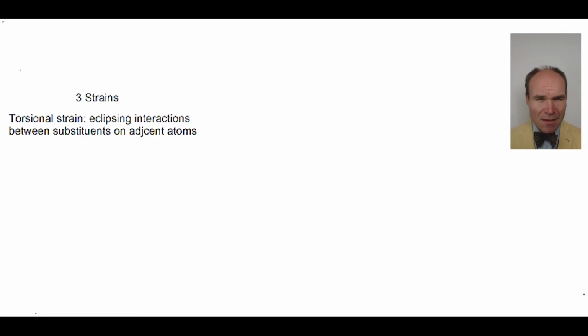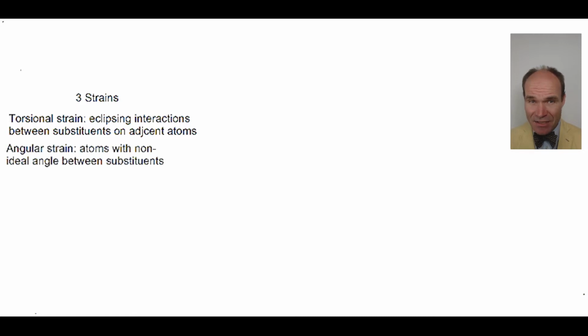Okay, the next sort of strain is angular strain, and this is where you have an angle between the bonds that's not ideal. For a tetrahedral carbon, we're talking about not 109.5 degrees, with orbital lobes not optimally positioned, and this will produce angular strain as a result.